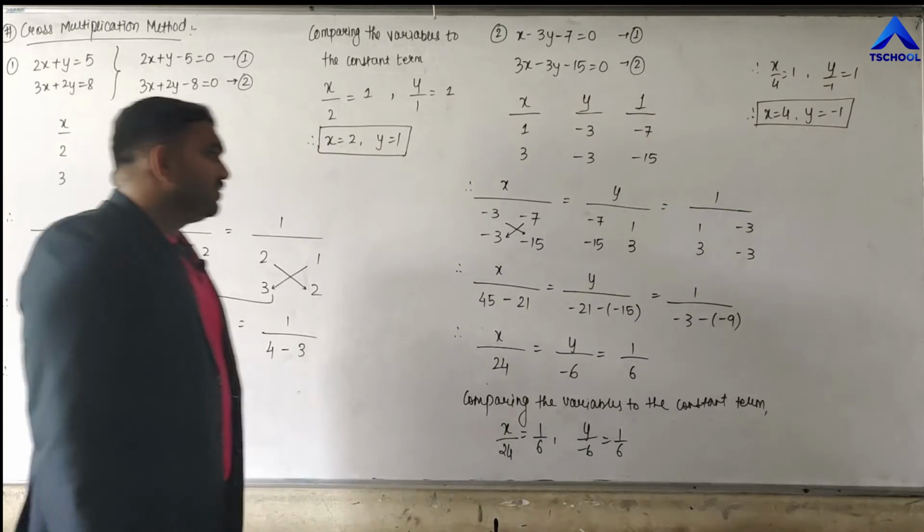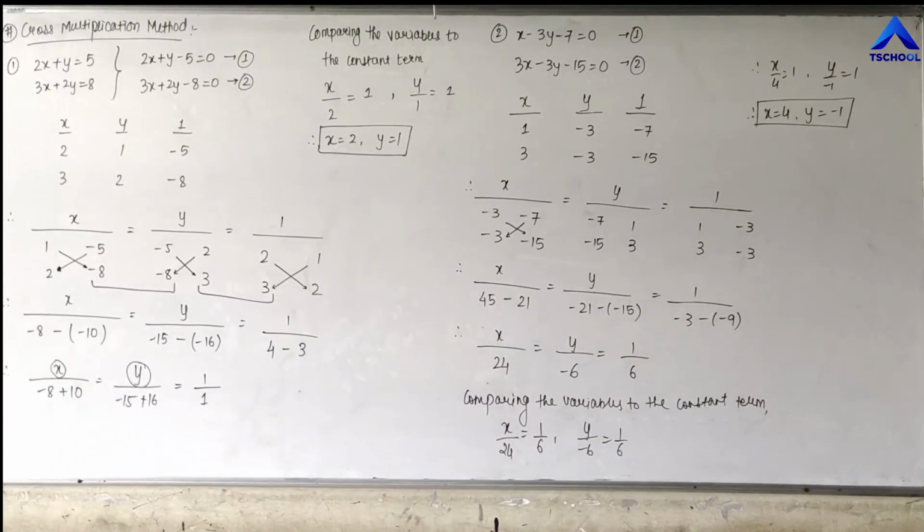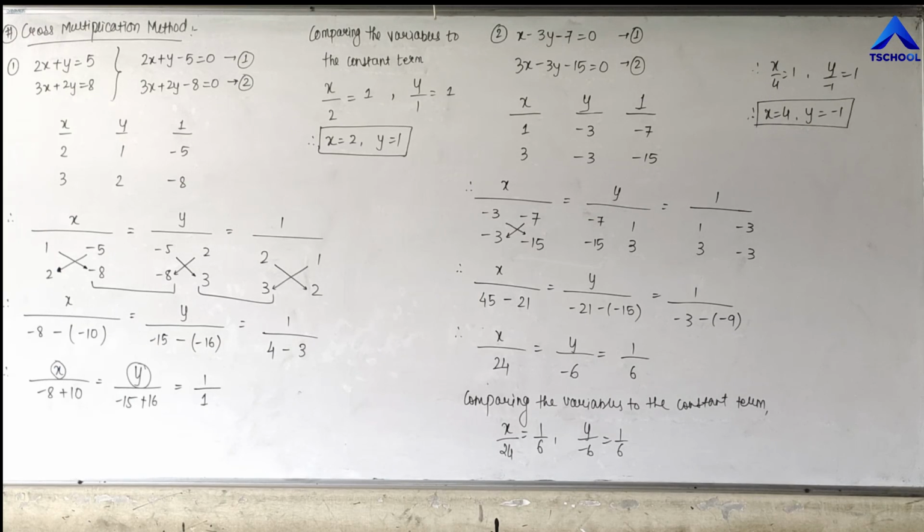Right? So friends, the solution to these equations given to us here is x equals 4 and y equals minus 1. So in this way, we can find out the solutions of a given pair of linear equations in two variables by using the cross multiplication method.